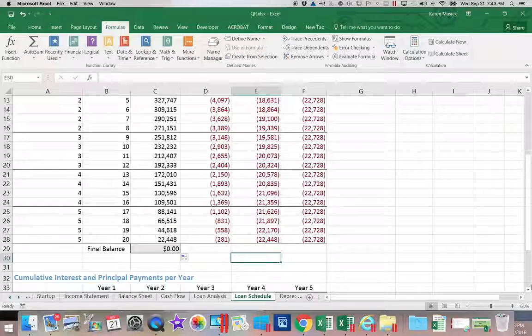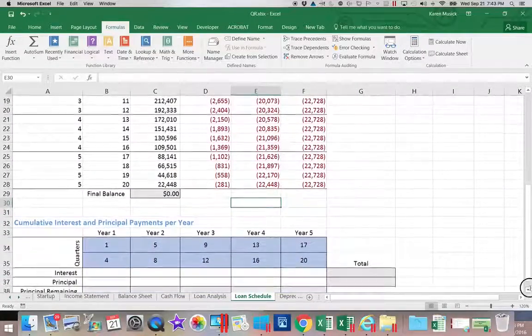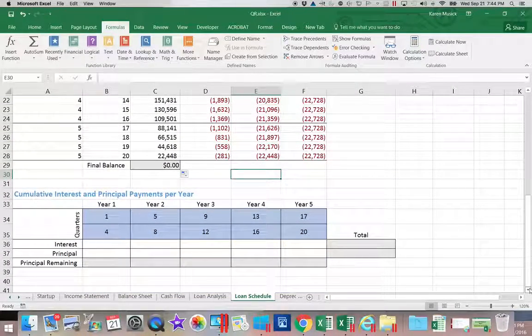The next two functions we will be working on are to fill out this cumulative amount and calculate how much total interest and principal we pay each year. And that's going to be in the next segment.